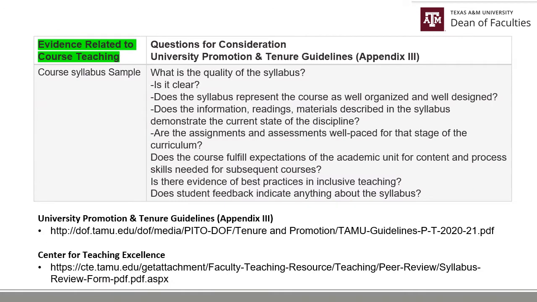It is reasonable to expect you will review the course syllabi for the candidate. Syllabus quality indicators include clarity of communication in the syllabus overall, as well as in the design and organization of the course. Course information, readings, and materials should reflect the current state of the discipline. Assignments and assessments should be well paced for the course level and include up-to-date information, readings, and materials.